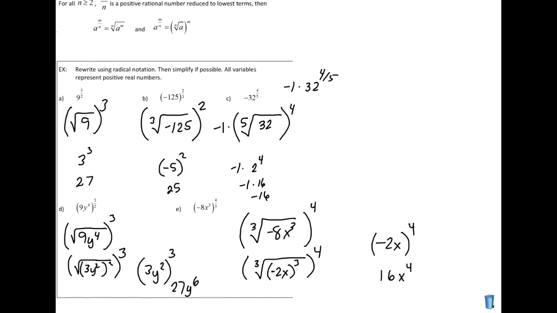So that's how we're going to start working with those rational exponents and how that translates into a radical. We'll see you in the next one.